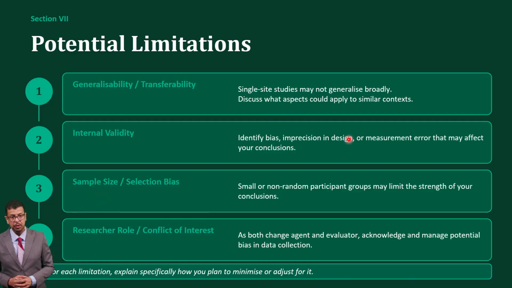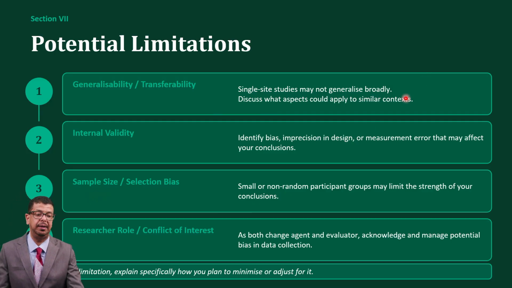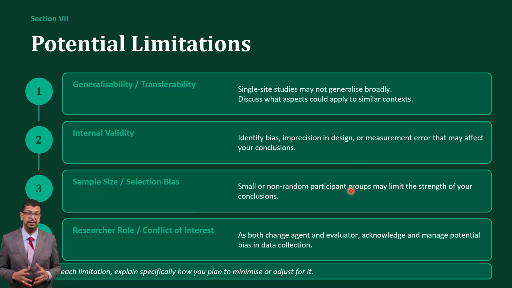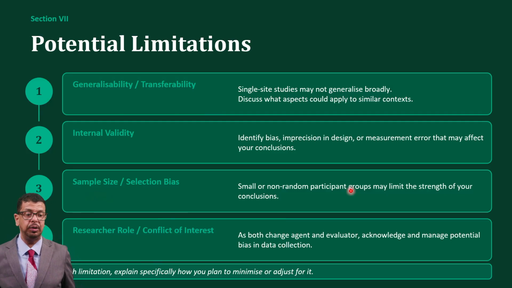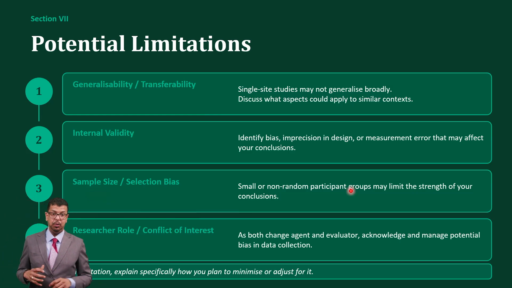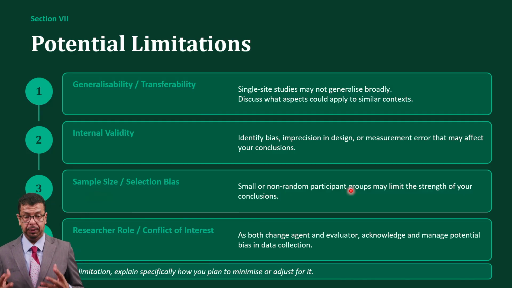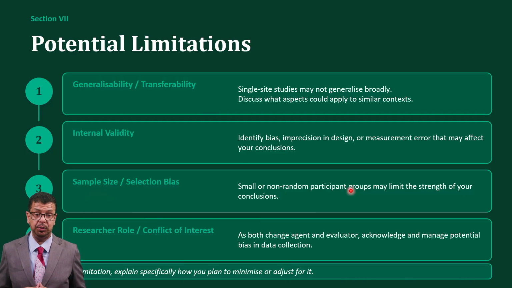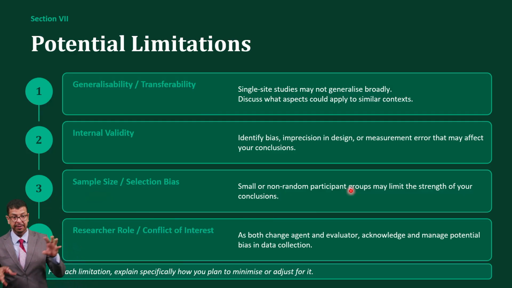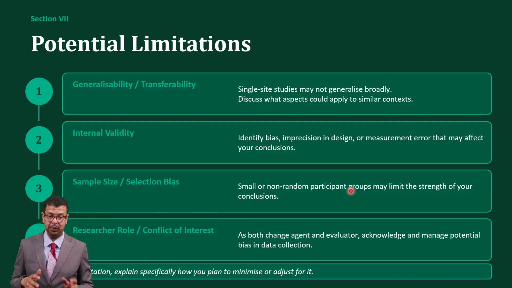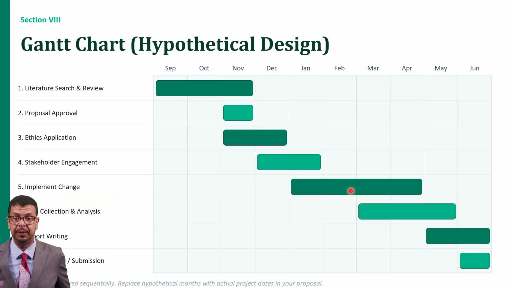Maybe you have to talk about the validity, internal validity in terms of the bias, and validity related to the measurement tool that you have used and so on. You have to report about the bias, or if you have any limitation, maybe because of the sample size, a small sample. You have also maybe to report limitations related to your role as a researcher, or if there is any conflict of interest because you are a researcher and you are part of the organization.